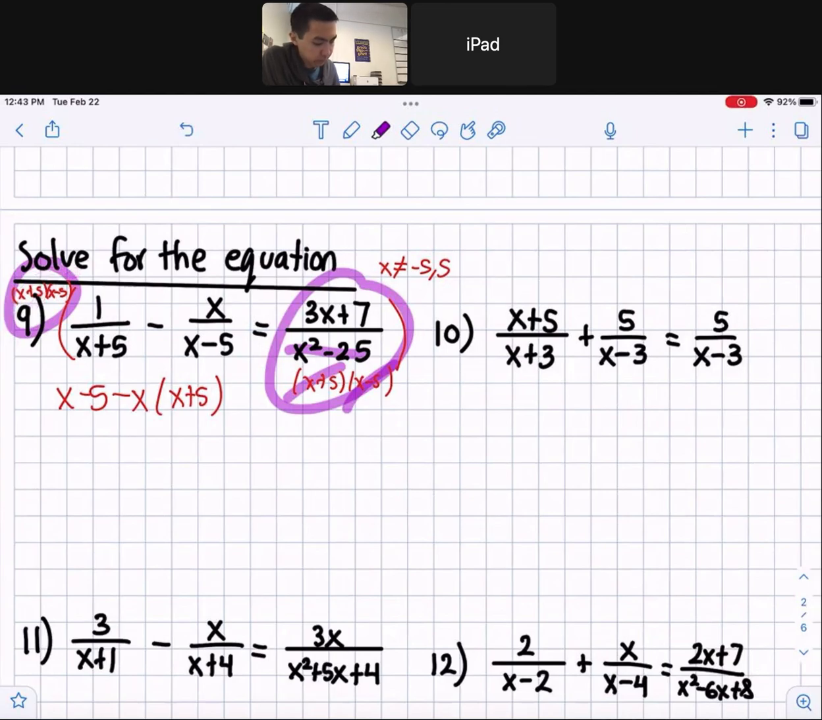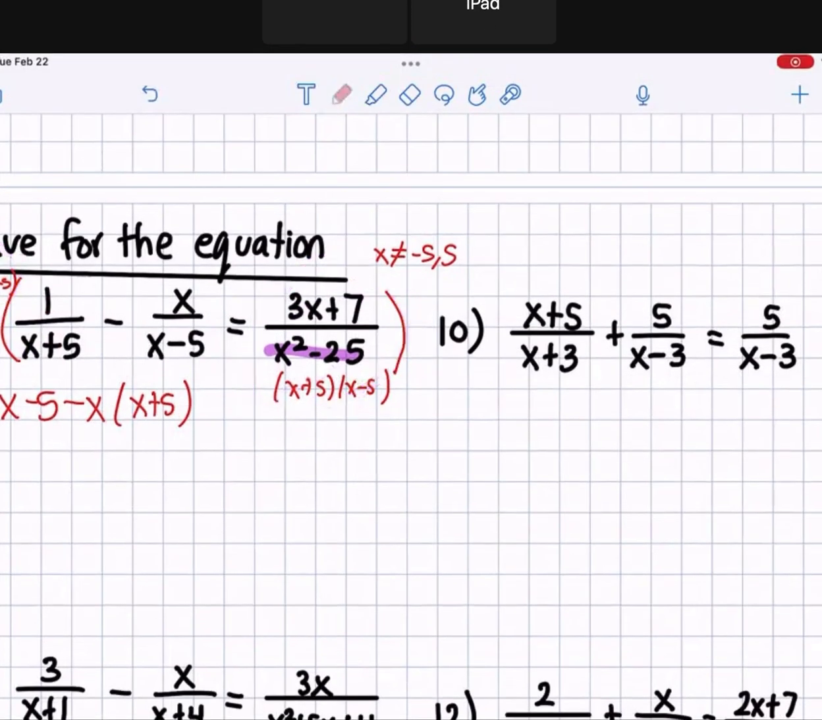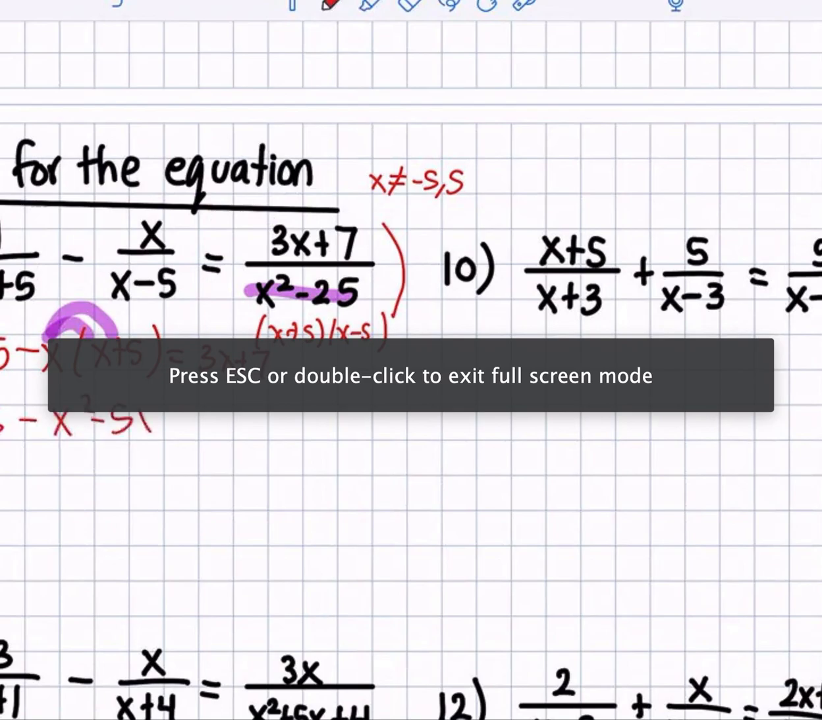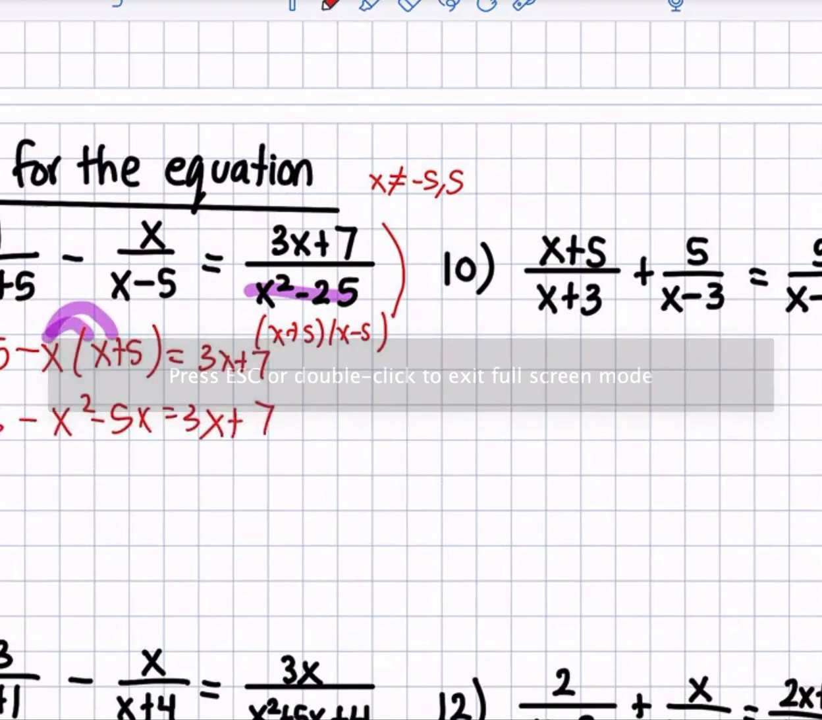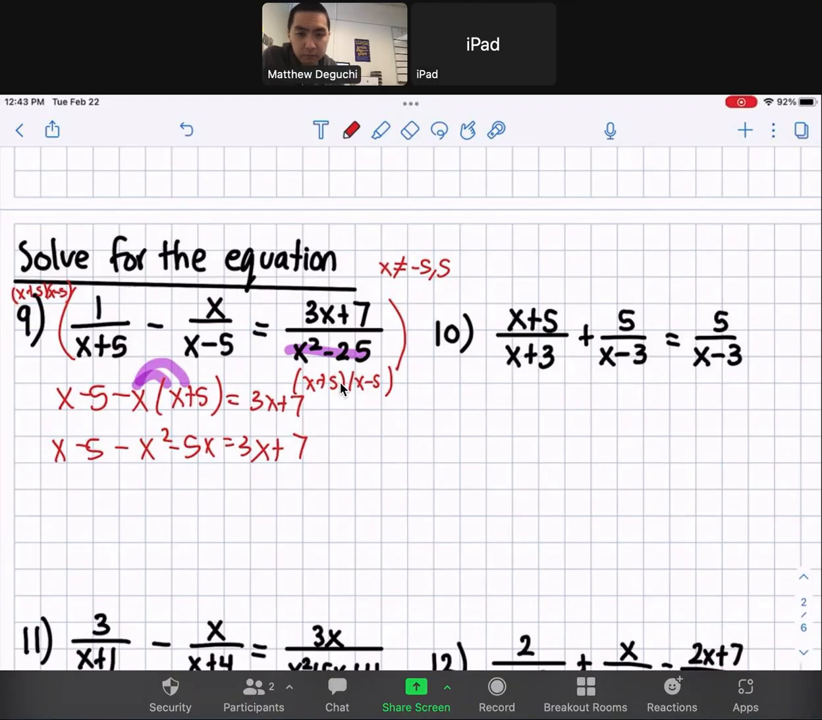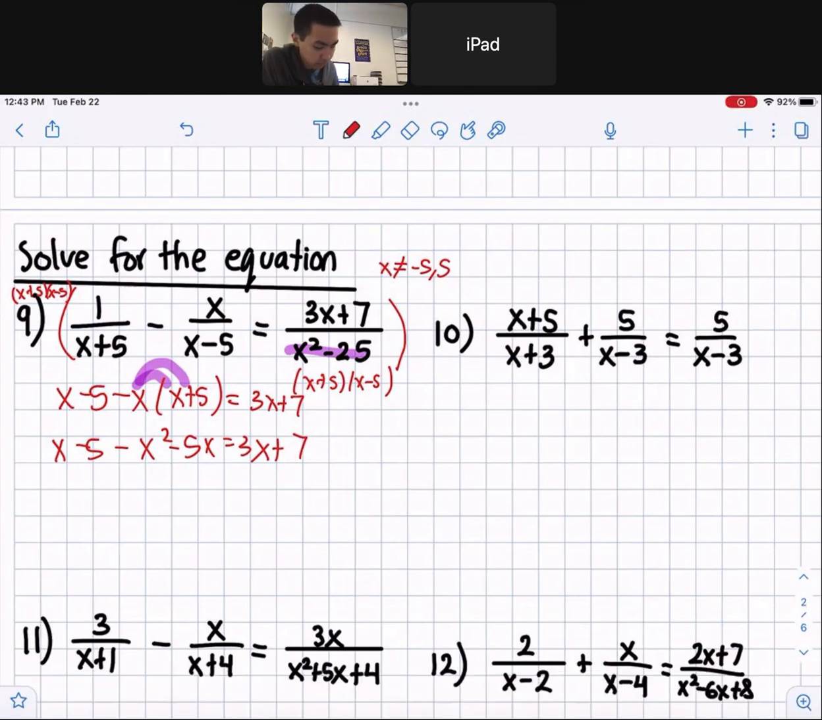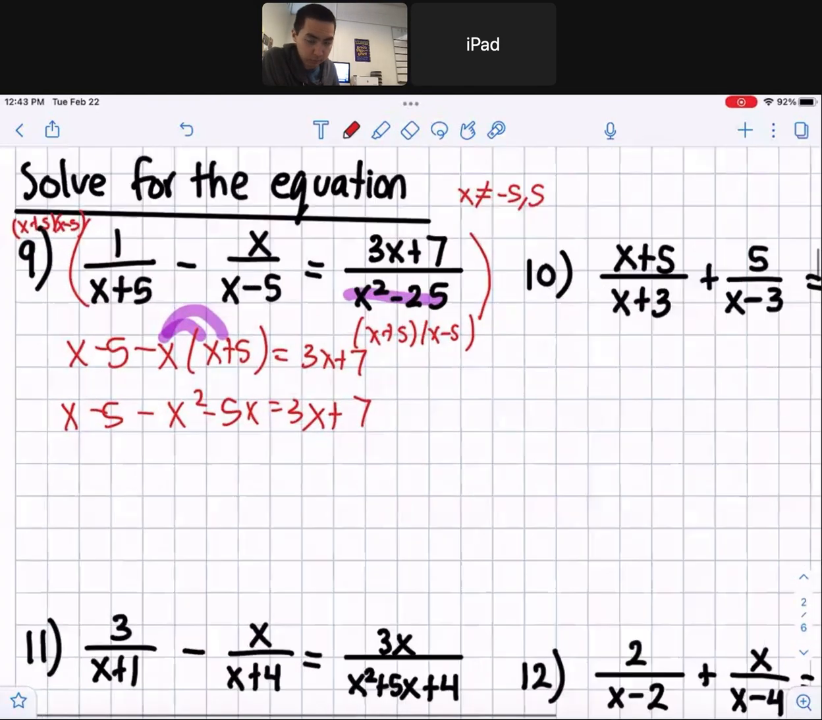Okay, so let's distribute this. X minus 5, negative x times x is negative x squared, negative x times 5, negative 5x equals 3x plus 7. Don't know why it became like that, but okay, we have this, okay. And now let's combine like terms.